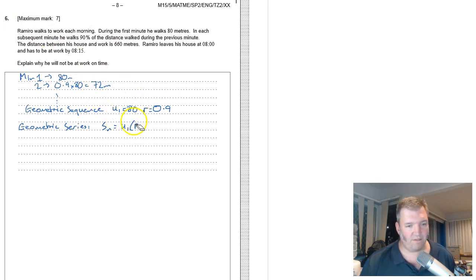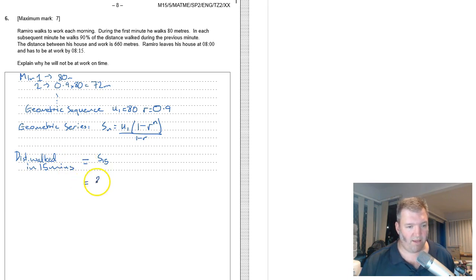Because the ratio is less than 1, so let's make that U1 times 1 minus r to the n, divided by 1 take r. And let's say I just want to know the sum of the first 15 terms, because that's the first 15 minutes. That would make sense. So distance walked in 15 minutes would be what I'll be writing here. In 15 minutes is equal to S15. What is that equal to?